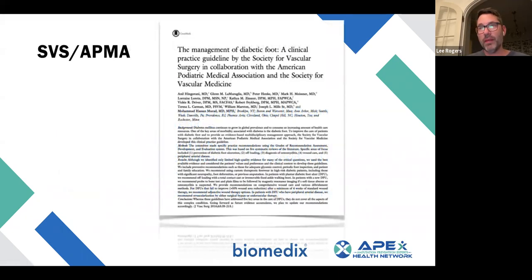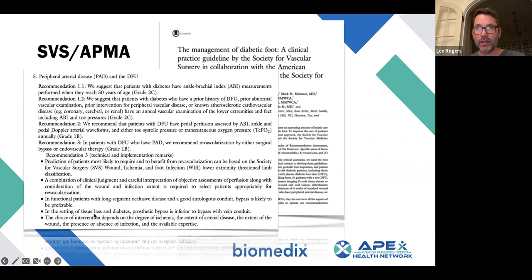So the SVS and APMA came out with their own guideline, published in 2016, so this predated the Global Vascular Guidelines, which were 2019. But I did want to point out a couple of things that were important here. All patients with diabetes should have an ankle brachial index measurement performed when they reach 50 years of age. And then recommendation number 3 here, which is also important: patients with diabetic foot ulcers who have PAD, they recommend revascularization by either surgical bypass or endovascular therapy.